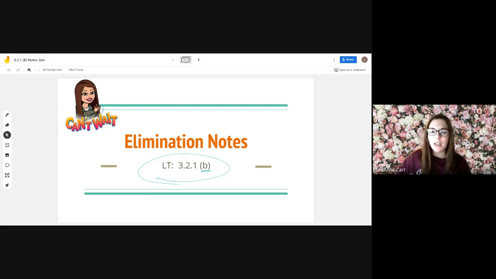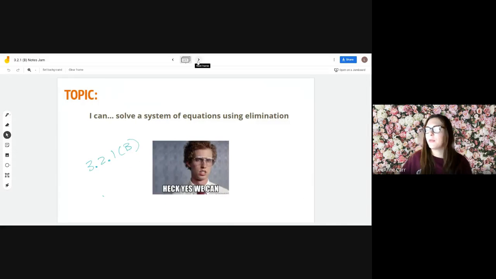All right, so our learning target today is 3.2.1B. It's B because we started learning our algebraic methods to solve systems of equations the last time we were together. We did substitution. Now we are learning another way. So our I can statement for the day is I can solve a system of equations using elimination.